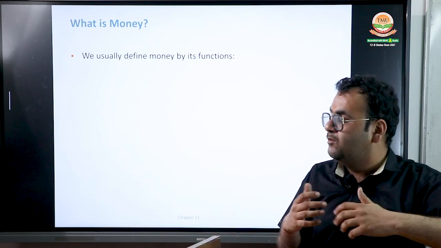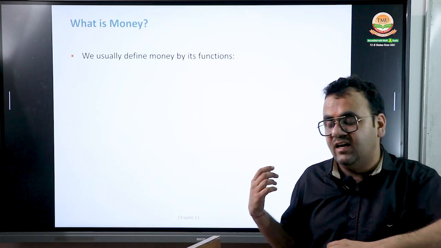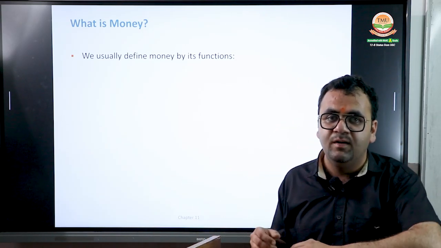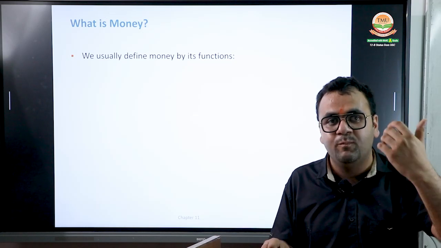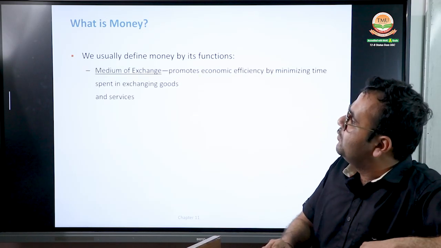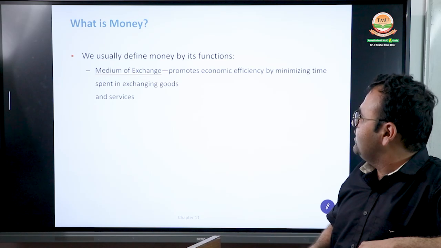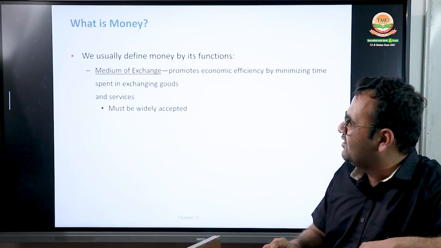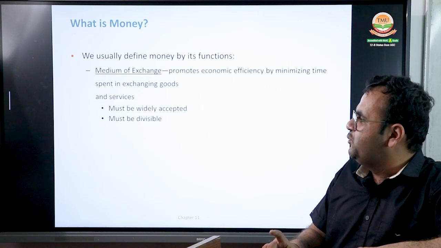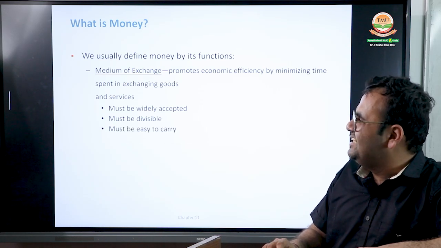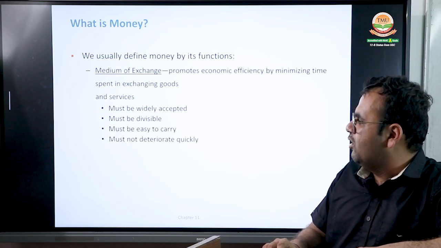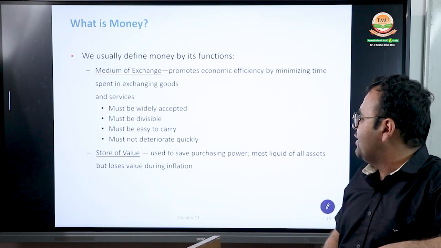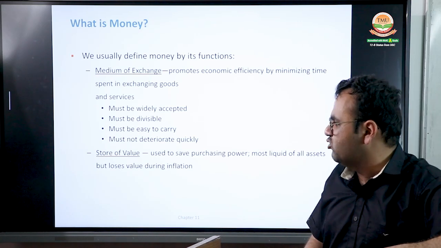And with money, we can solve many of our problems, or we can satisfy our basic needs. But there are some things which we cannot buy with the help of money. Medium of exchange promotes economic efficiency by minimizing time spent in accessing goods and services. It must be widely accepted, divisible, easy to carry, and must not deteriorate quickly. Store of value is used to save purchasing power.